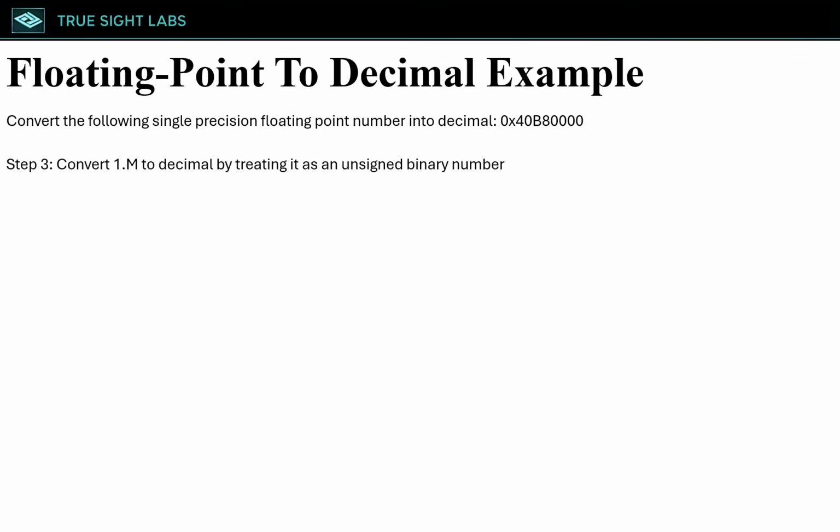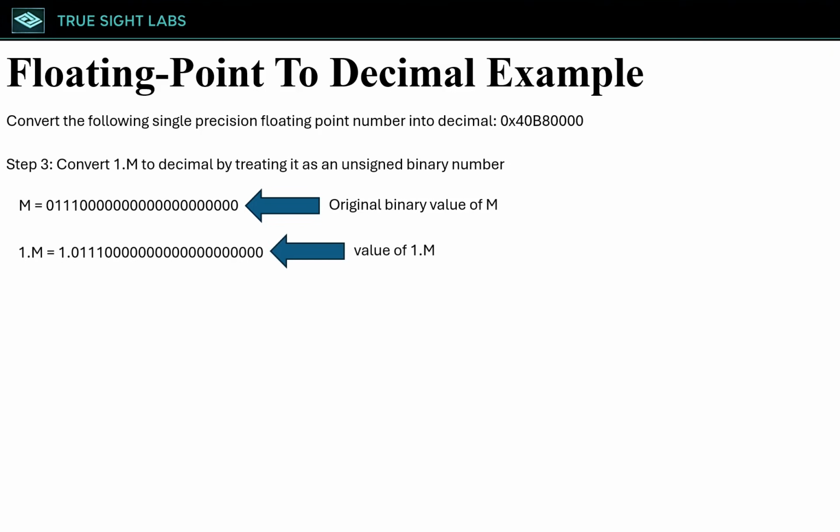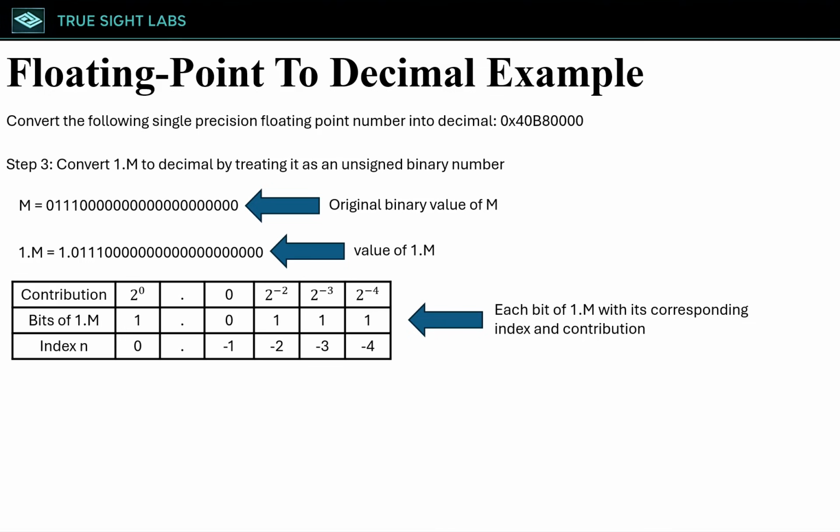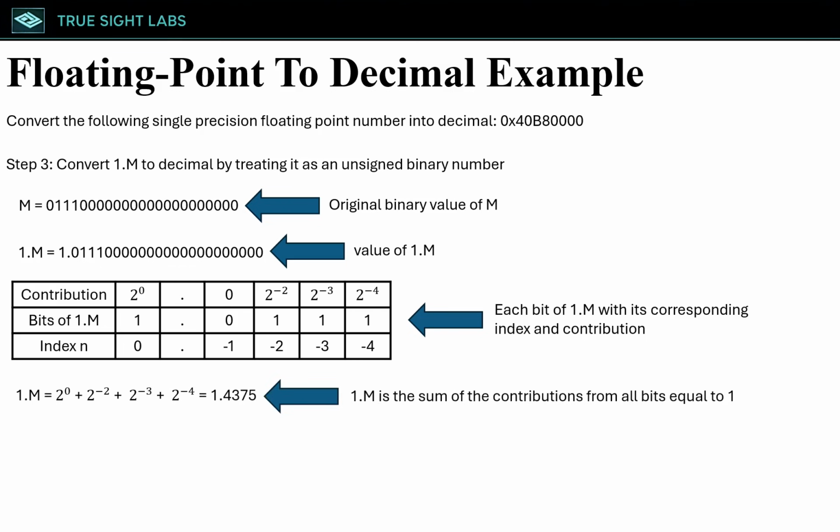The third step is to convert 1.m into decimal by treating it as an unsigned binary number. So this is the original binary value of m. Then this is the value of 1.m. Each bit of 1.m with its corresponding index and contribution are shown in the table. 1.m is the sum of contributions from all bits equal to 1. 1.m is finally determined to be 1.4375.